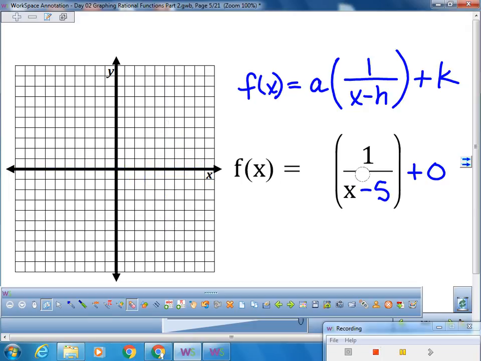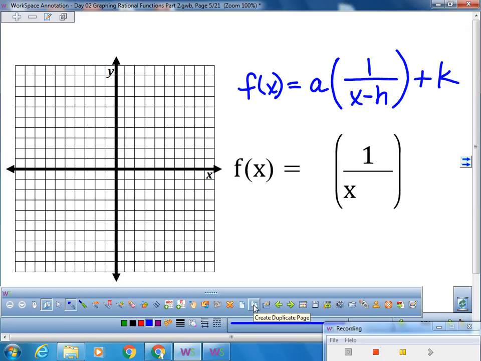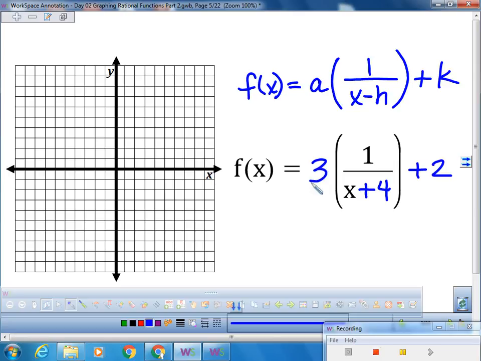Alrighty. Let's try. We'll duplicate this slide just one more time, just in case we need it again. Alright, so this time I'd like you to do that. I think you guys can handle 2 steps. It's a horizontal shift and a vertical shift.